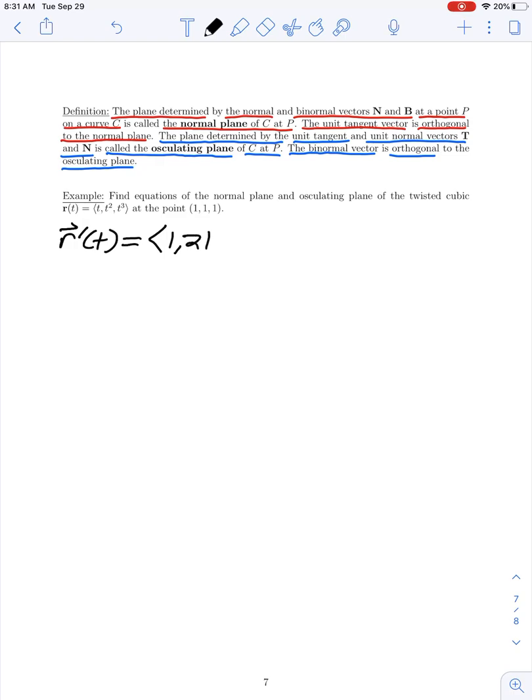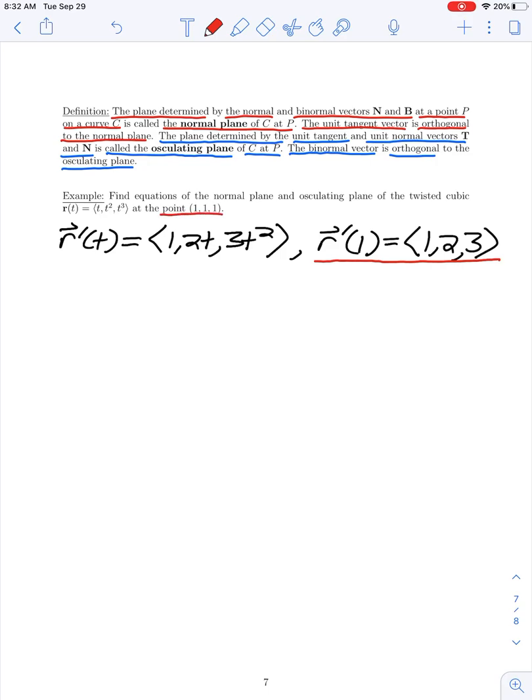So here, our derivative would be 1, 2t, and 3t squared. And I'm interested in this plane at a particular point, the point 1, 1, 1, which corresponds to a value of t equal to 1. The only way that our vector function can equal 1, 1, 1 is if t is 1 itself. So if we look at the tangent vector at t equals 1, we would have the vector 1, 2, 3. So I now have a vector which lies tangent to the curve and therefore is normal to the normal plane at the point 1, 1, 1, and I have a point that my plane passes through. So I can then find the equation of my normal plane.